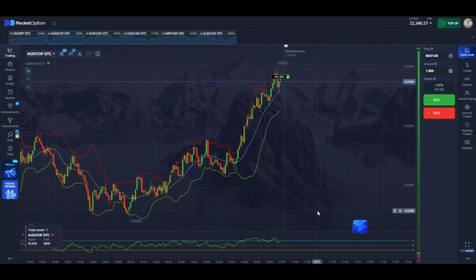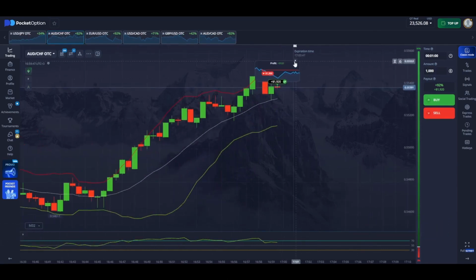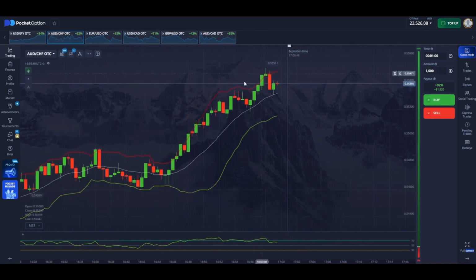It's incredibly simple, really. There are even special settings here so you can see that this is our overbought zone, and from there we open a sell trade. Everything is individual, simple and easy.